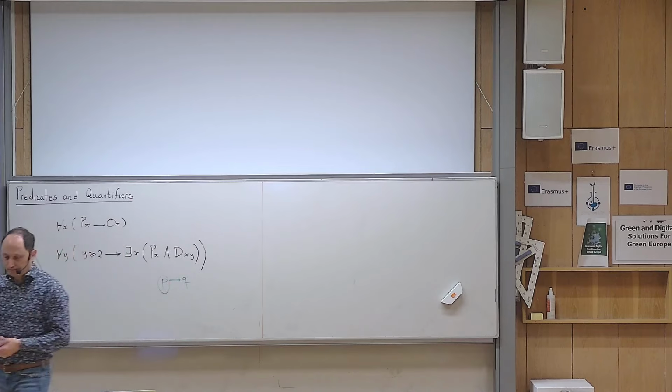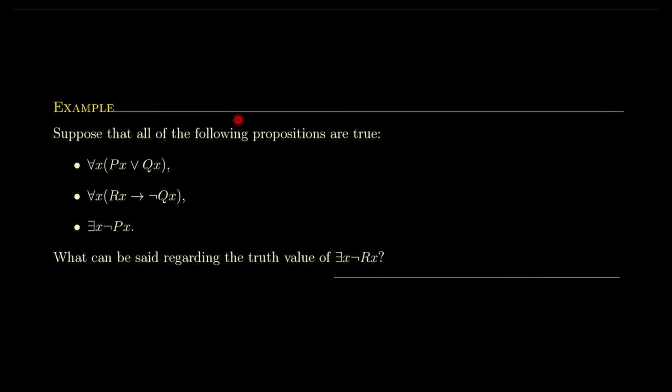So is that understandable? Okay, let us go to the next example. I want you to think a little bit about that. Suppose that all of the following propositions are true. This is the assumption. Number 1: for all x, P(x) or Q(x). Number 2: for all x, if R(x), then not Q(x). Number 3: there exists an x such that not P(x). I am telling you, assume that all three of them are true. What can be said regarding the truth value of there exists x such that not R(x)?